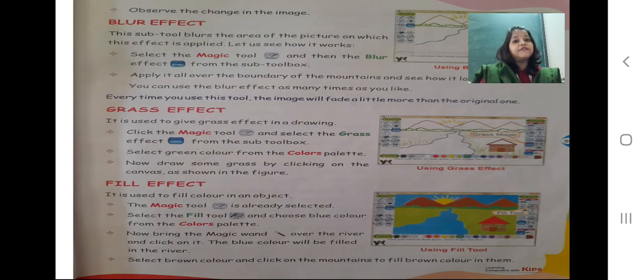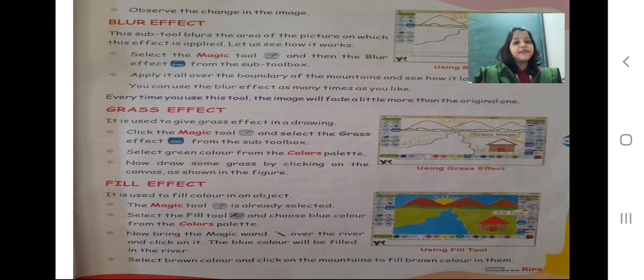Next, we can also give the blur effect and grass effect. These are the different effects. If you want to draw grass, then you select the magic tool, then you select the grass effect from the subtoolbar. For the blur effect, select the magic tool, then select the blur effect from the right hand side. The blur effect, grass effect, and haze brush are all present on the right hand side in the subtool box. These are some magical effects that we can give to the drawing.